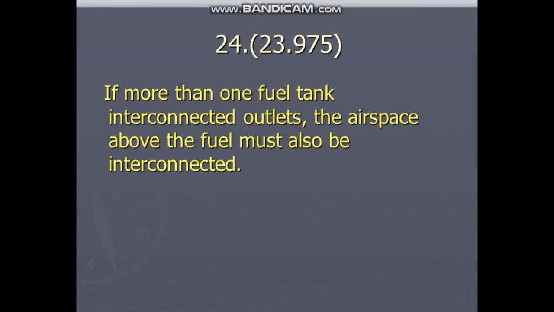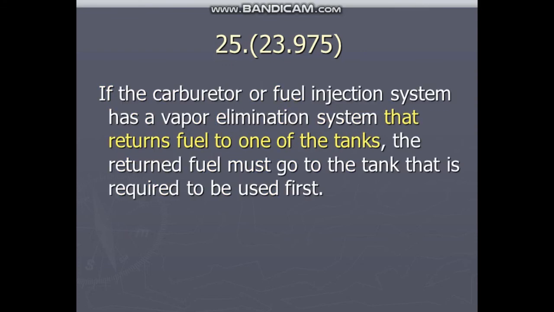24. If more than one fuel tank has interconnected outlets, the airspace above the fuel must also be interconnected. 25. If the carburetor or fuel injection system has a vapor elimination system that returns fuel to one of the tanks, the returned fuel must go to the tank that is required to be used first.